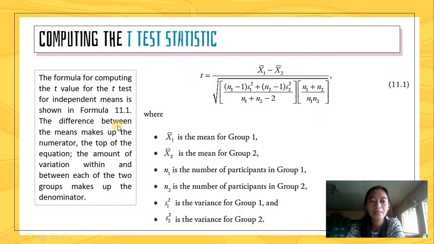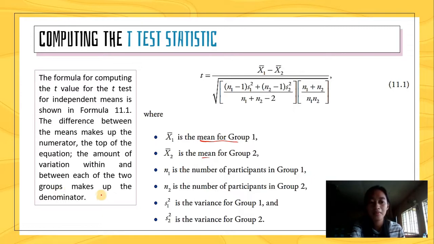So the difference between the means makes up the numerator. These two, x bar sub 1 minus x bar sub 2, represent the mean for group 1 minus the mean for group 2. Next, the amount of variation within and between each group makes up the denominator. What are these numbers here?